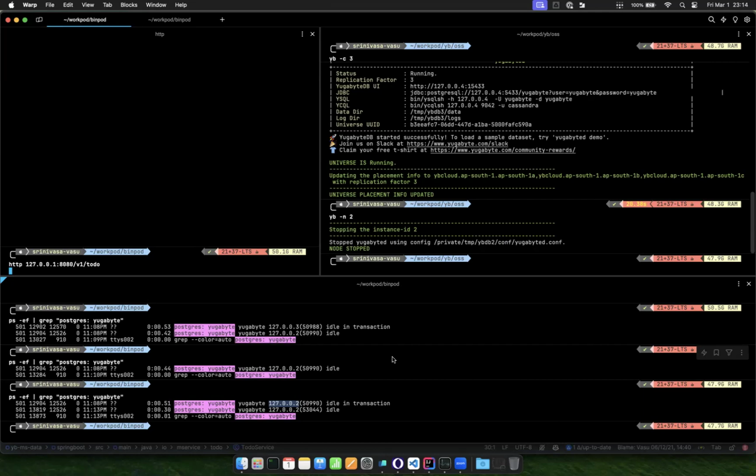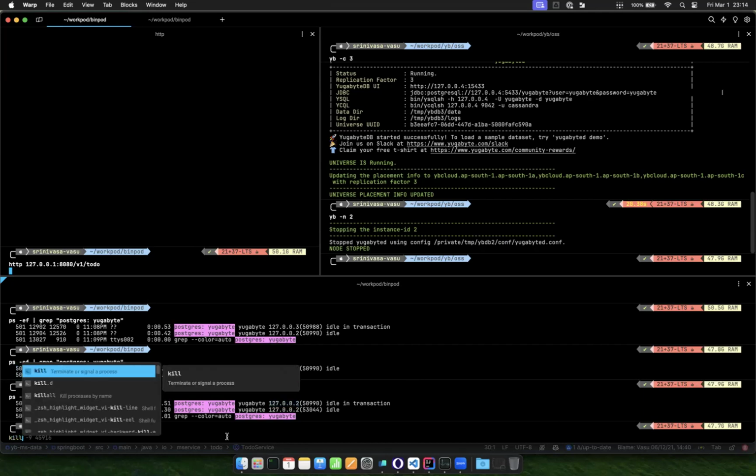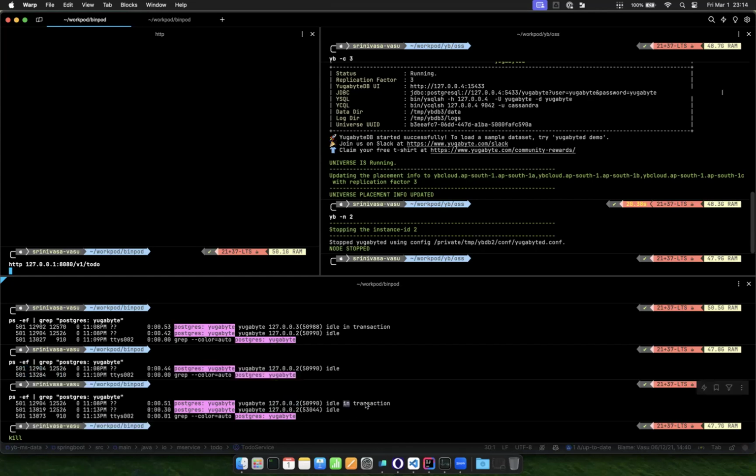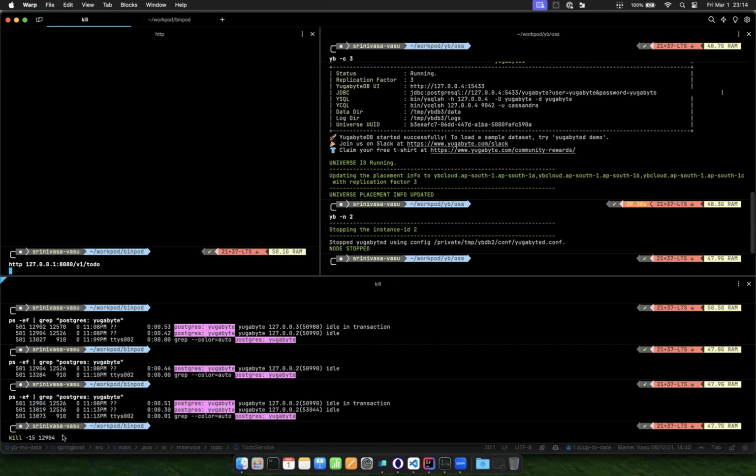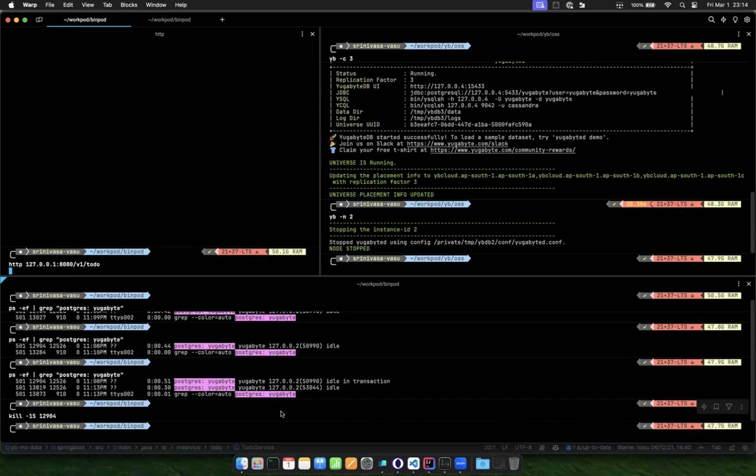As an extension to the previous exception path, this time I'm going to gracefully terminate the connection. Again, the state is idle in transaction because of the breakpoint, it's in the middle of being serviced. So I'm going to send a kill terminate signal, which is -15, to terminate this process. So the process is terminated now.